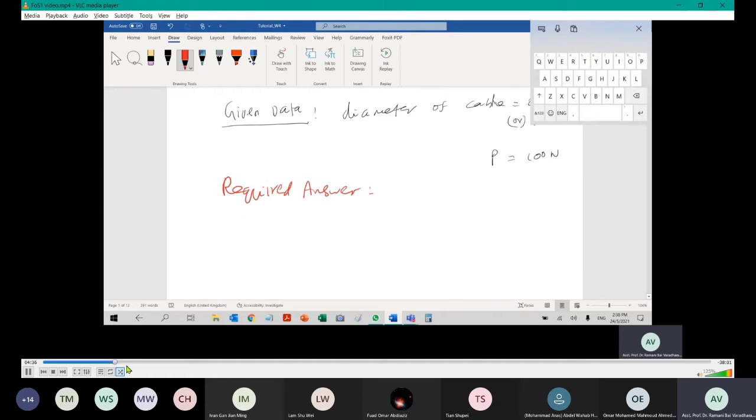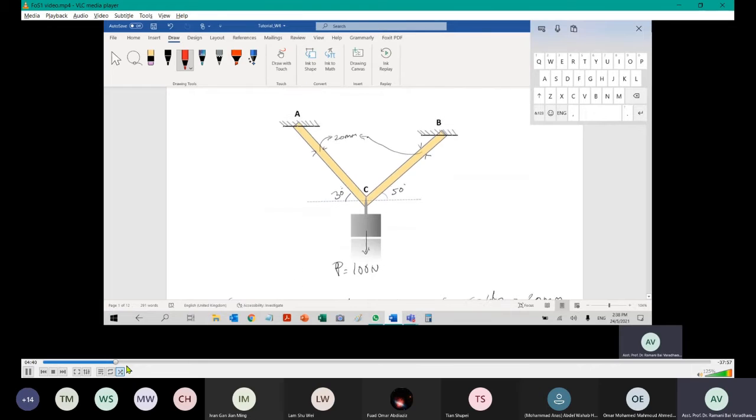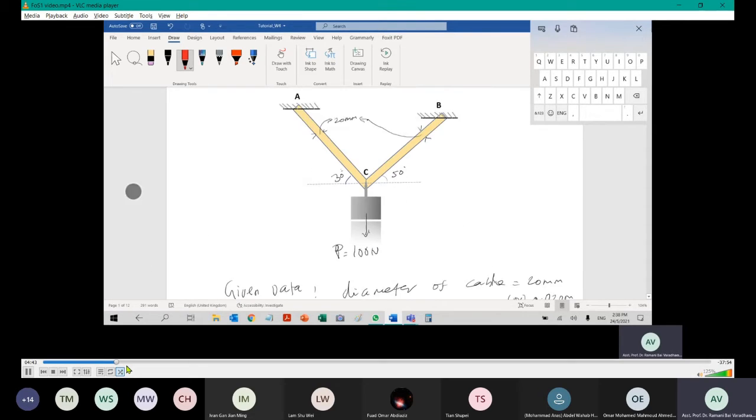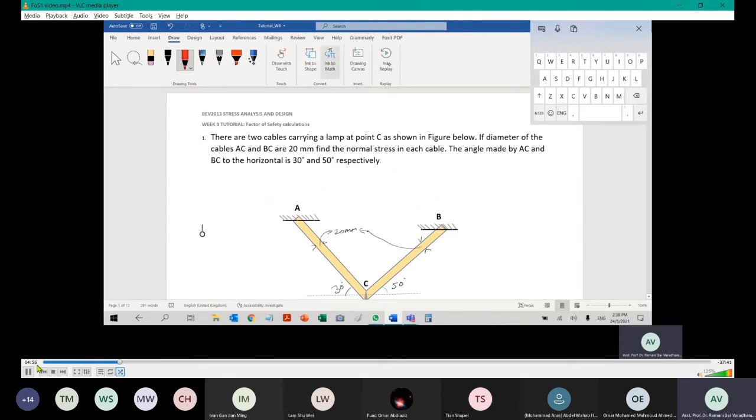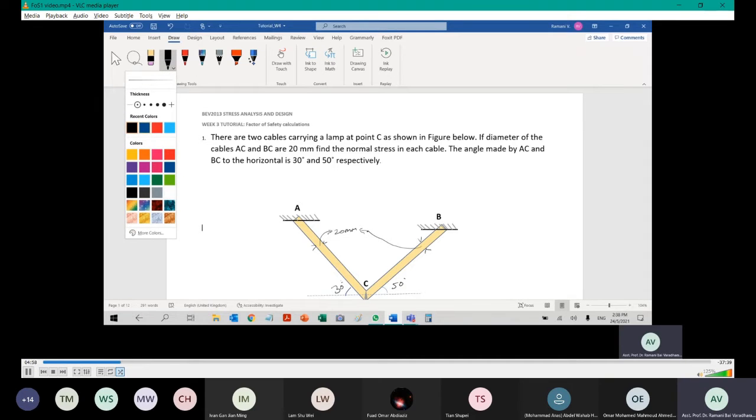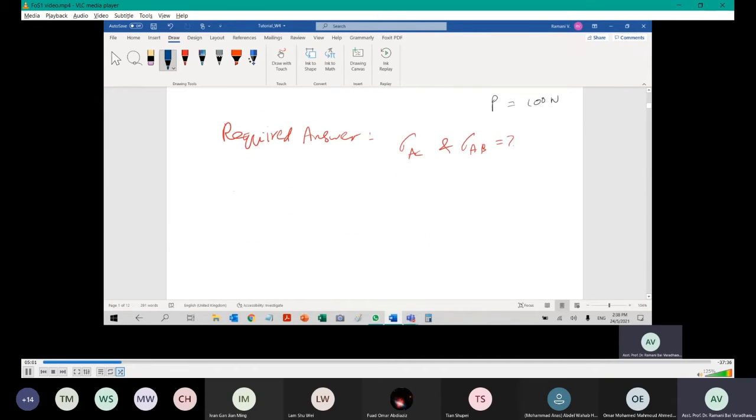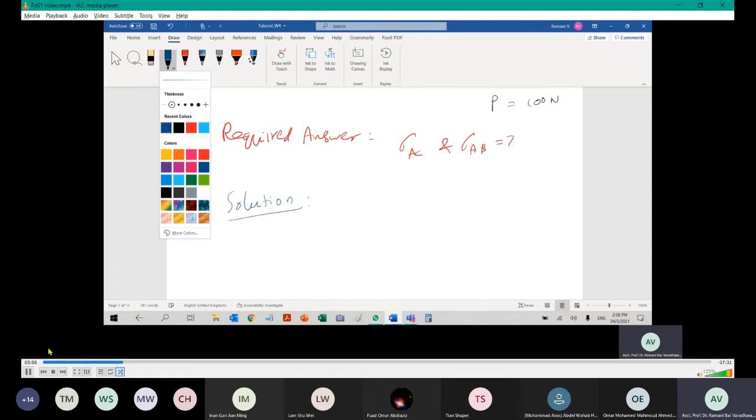The required answers are the stresses developed in AC and BC. Sigma AC and sigma BC are asked. This is the required answer. Moving on to the solution. Please make the correction: it is sigma AC and sigma BC, not AB. Please make note of this correction.